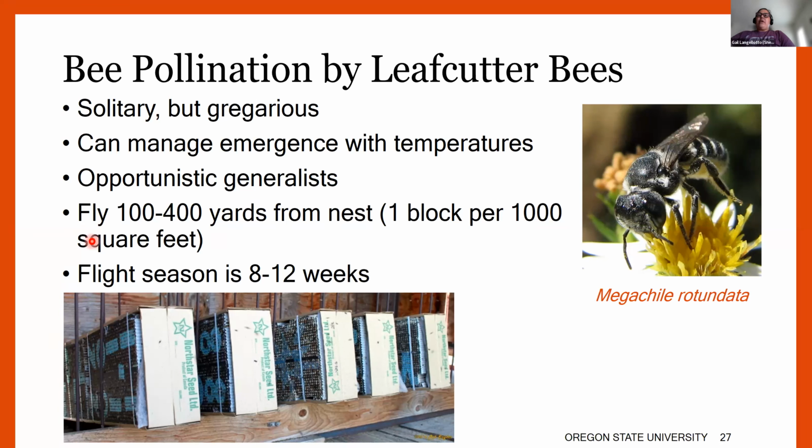They don't fly very far, unlike bumblebees and honeybees, however, so that you're going to need to stock them at a relatively high rate of about 1 block per 1,000 square feet of greenhouse space. And their adult life cycle is relatively short, so that we only have an active flight period of about 8 to 12 weeks, after which the mamas are going to pass on, and you're going to either need to order more bees or schedule your pollination services so that it coincides with the life cycle of this bee.